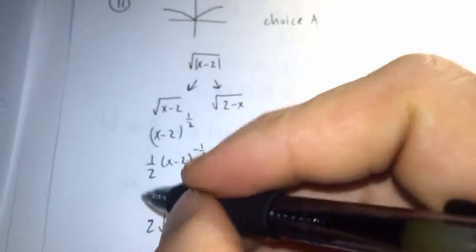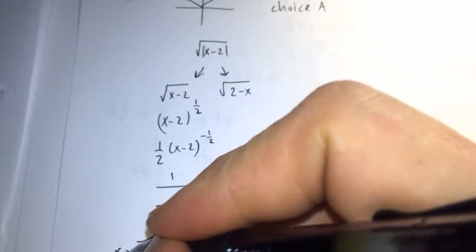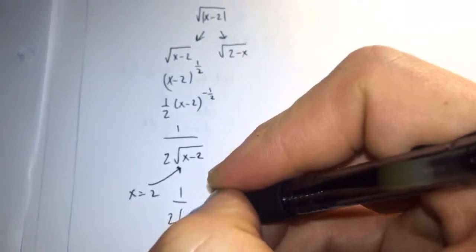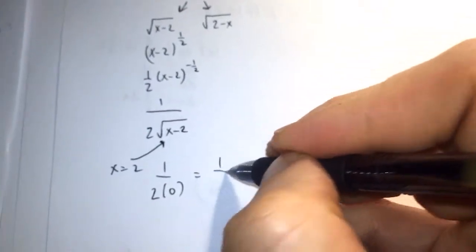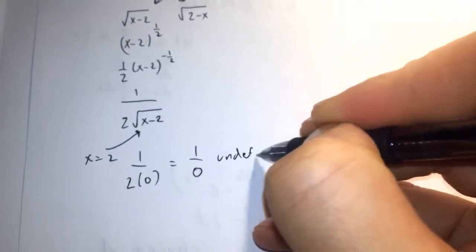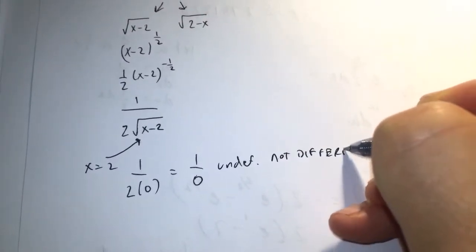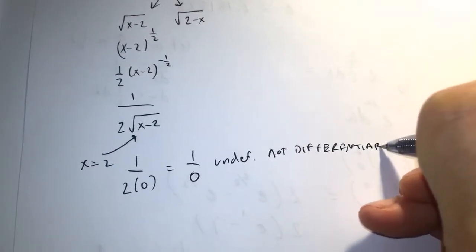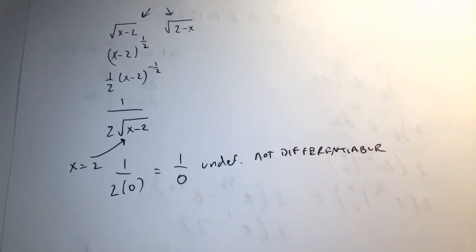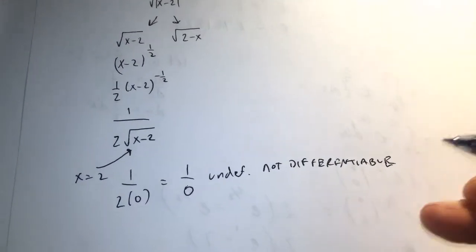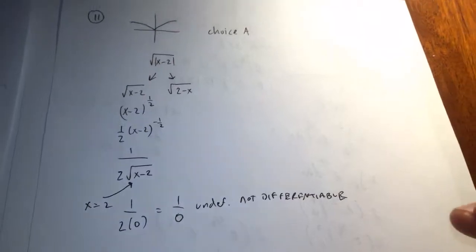Okay, well, if you put in x equals 2, you're going to get 1 over 2 times 0. And this is 1 over 0. It's undefined. Therefore, this is not differentiable at 2. Choice A.